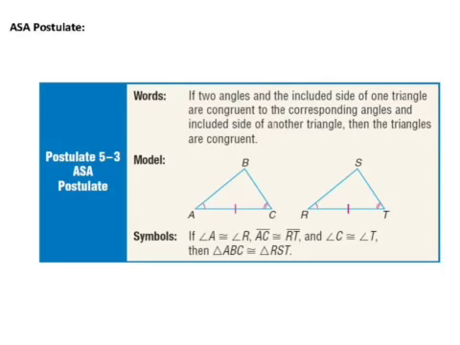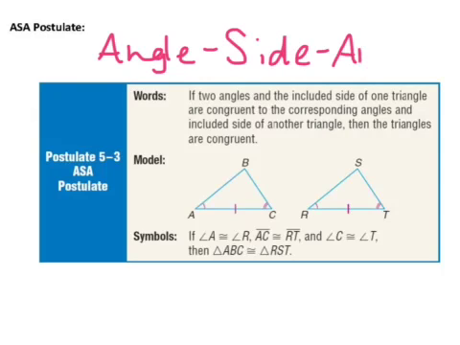We'll put this to use in the angle-side-angle postulate. So, our angle-side-angle postulate states, if two angles and the included side of one triangle are congruent to the corresponding angles and included side of another triangle, then the triangles are congruent.